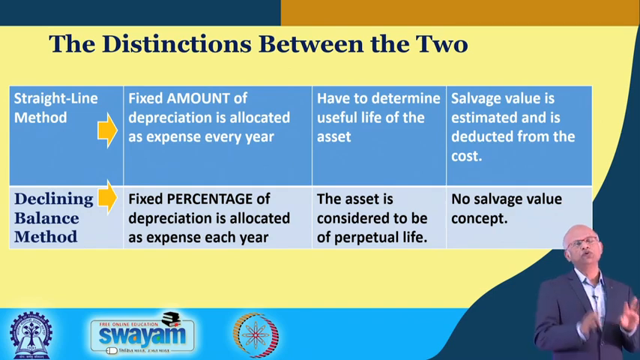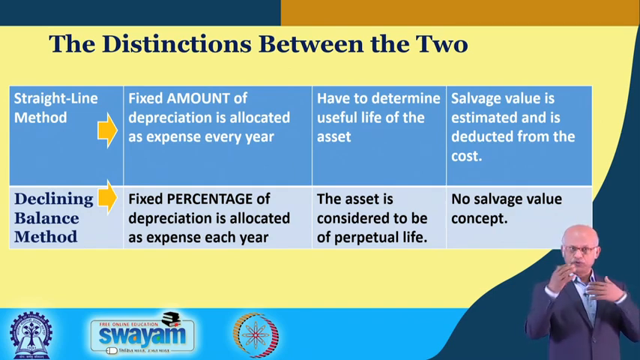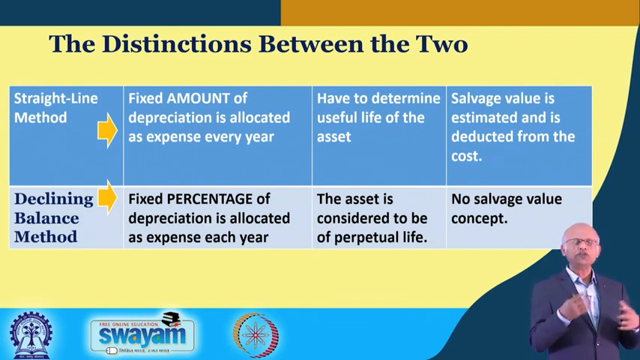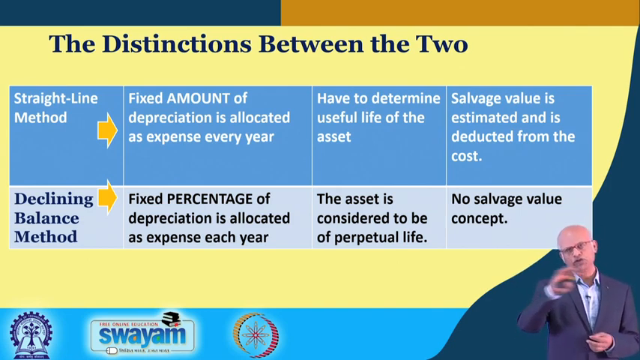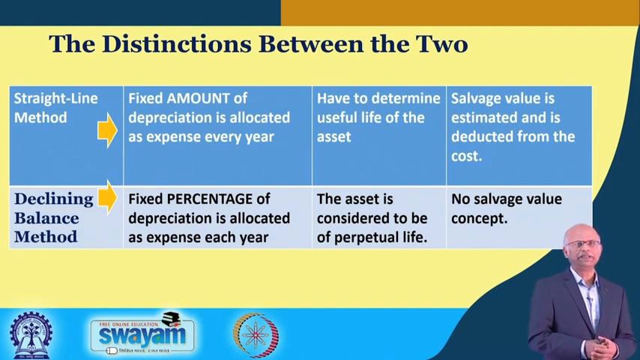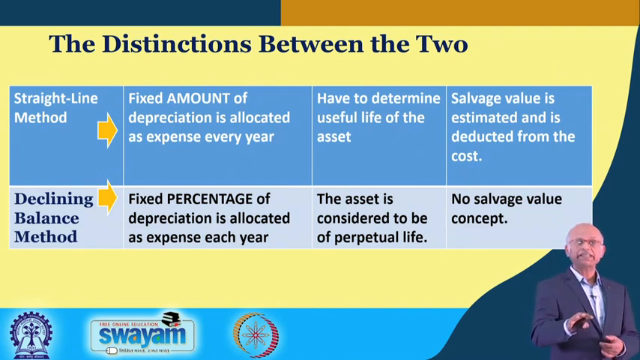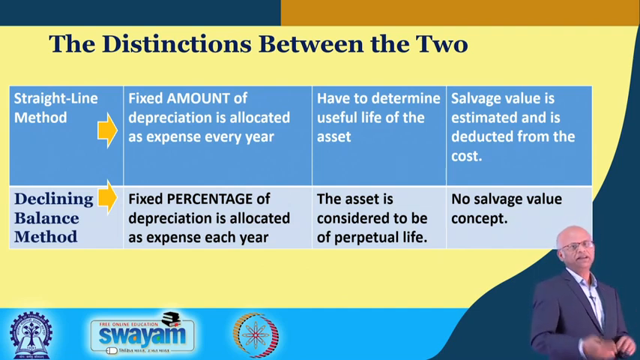The distinction between the two should be understood very thoroughly, because these two methods are simultaneously used or interchangeably used. So, one should know the implication. See, first row is the straight line method, second row is the declining balance method. In a straight line method, a fixed amount or equal amount is allowed as depreciation, whereas in declining balance method only a fixed percentage of depreciation is allocated, a fixed percentage of the opening book value. I am repeating this again and again, do not confuse.